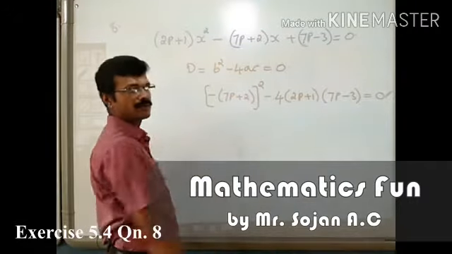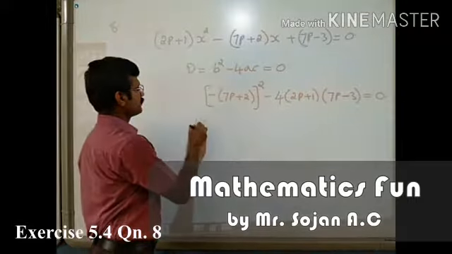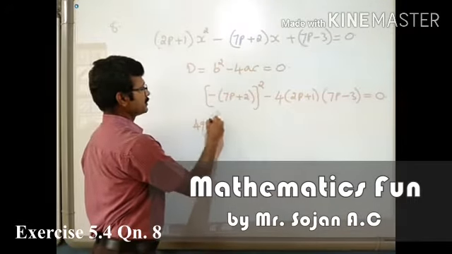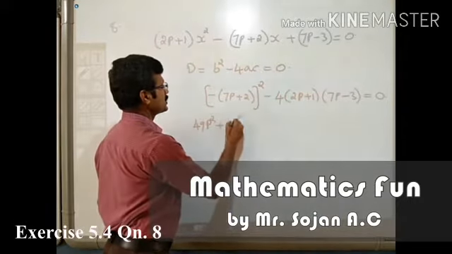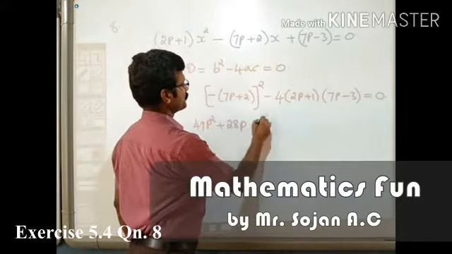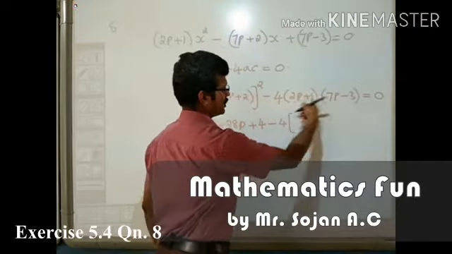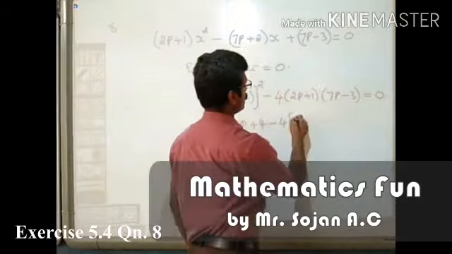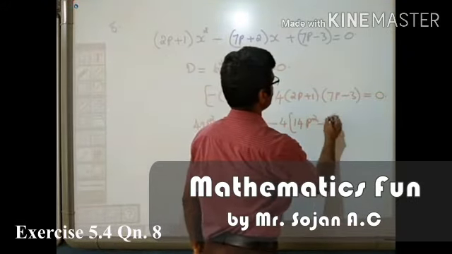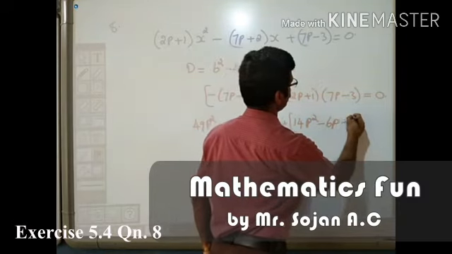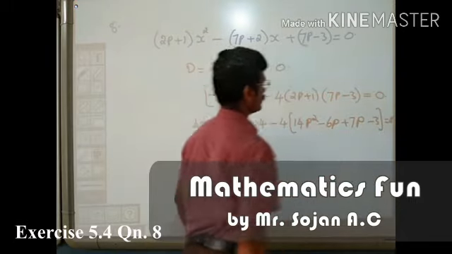Here minus square will become plus. Now here (a plus b) whole square, so this becomes 49p square plus 28p plus 4. Now here multiplication by minus 4. First of all I am multiplying this part. So it is 14p square, 14p square minus 6p plus 7p minus 3 is equal to 0.